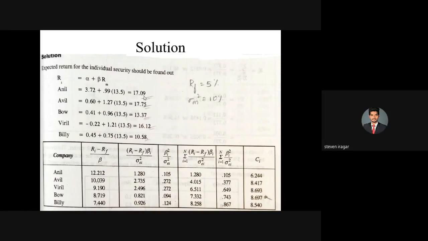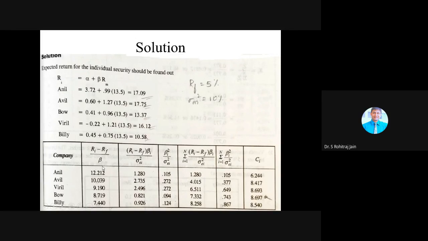5%, sir. Rf is 5, which gives 12.09 divided by beta. Beta value for the first stock is 0.99. So how much did I get? 12.212. Students, I'm repeating, the first column has to be arranged or ranked, and the sequence should be from highest to lowest.